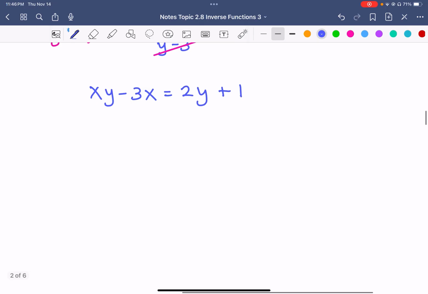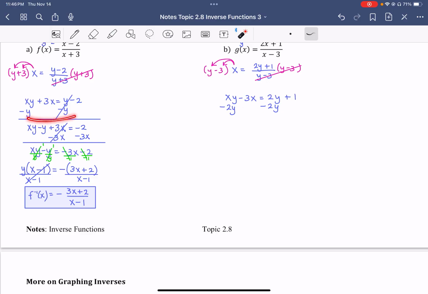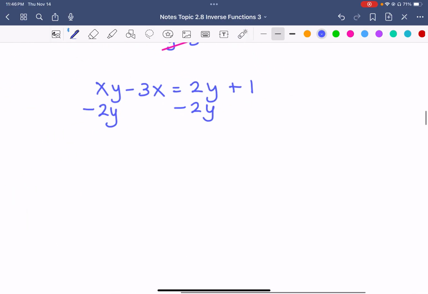Okay, I want to get all the terms that have y to the left side, so I'm going to do minus 2y. Now on the same step, so if you prefer, you can do this in 2 steps. You can move the y's to the left and then everything else move it to the right. Alternatively, you can also do it all in one step. So I'm going to show you that. If you don't feel comfortable with it, you can do it in 2 steps, okay? But since I already know what I'm doing, I can do this in 1 step.